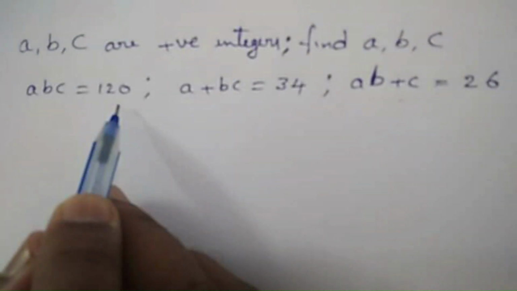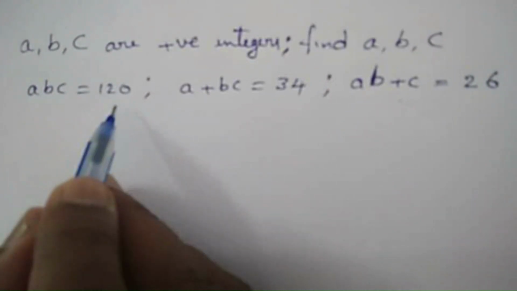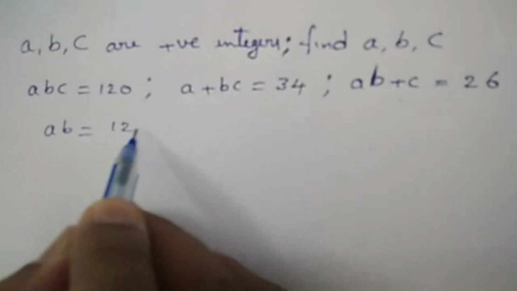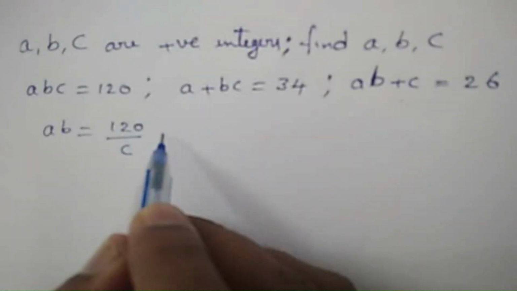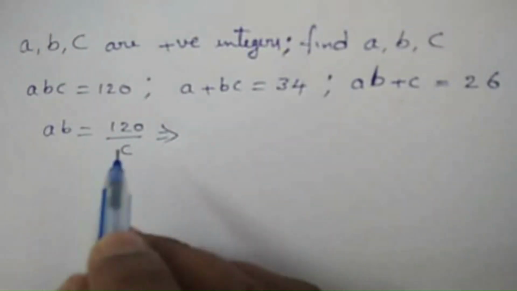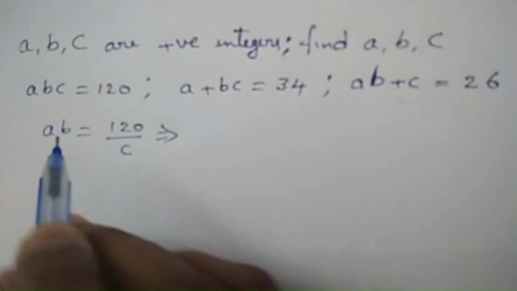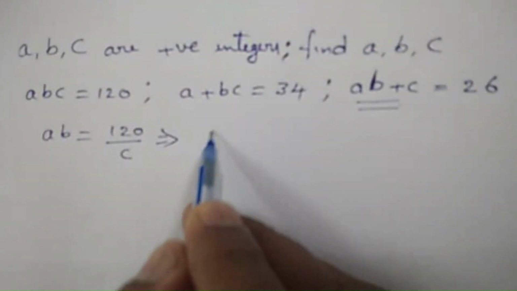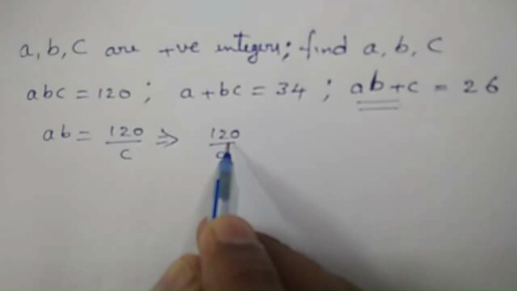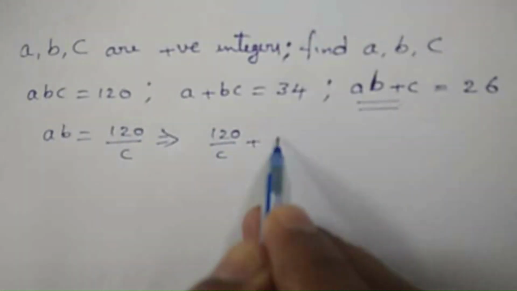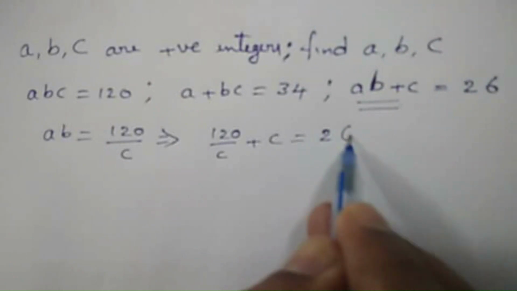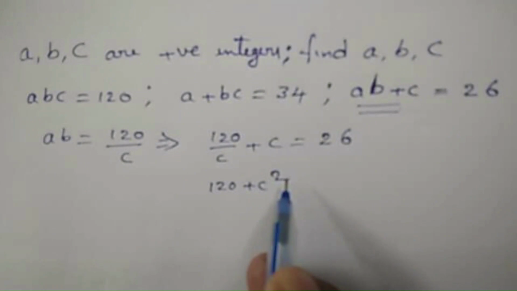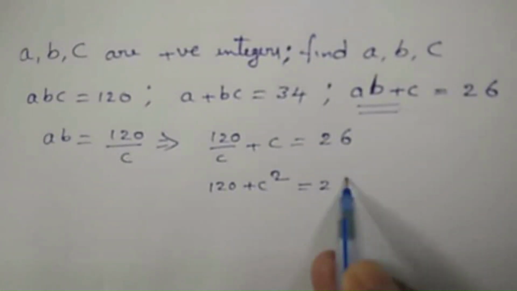a into b into c is equal to 120. Send this c to this side. So ab is equal to 120 by c. That implies if we substitute the value of ab in this last equation, ab plus c, it will become 120 by c, which is the value of ab, plus c is equal to 26, which is 120 plus c square is equal to 26c.